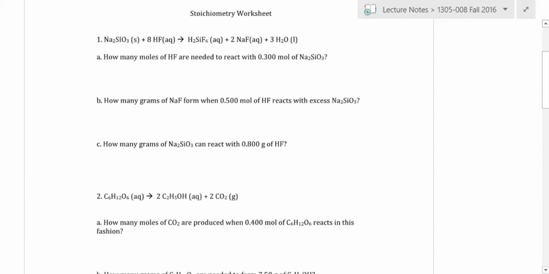Okay, so we're going to go through these. We're going to set them up. Make sure you're doing it right. Okay. How many moles of HF are needed to react with 0.3 moles of Na2SiO3?